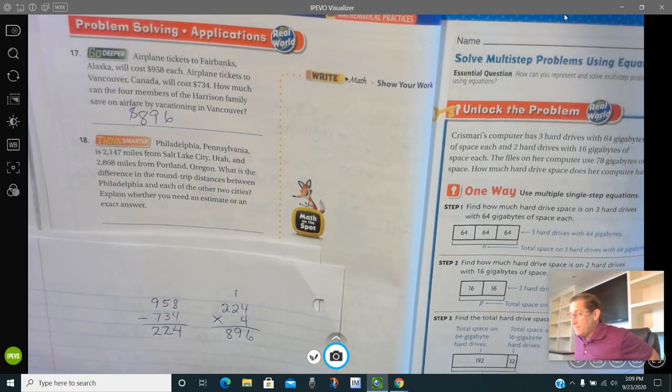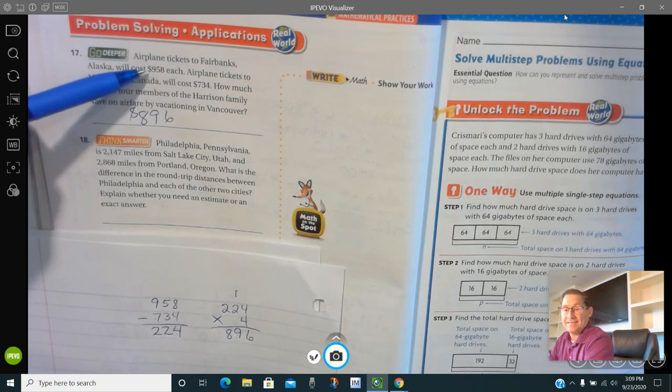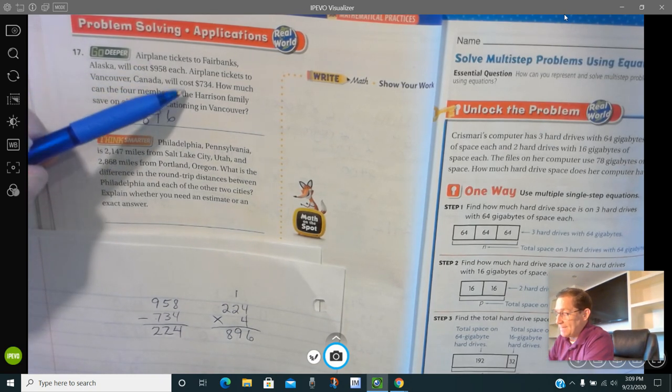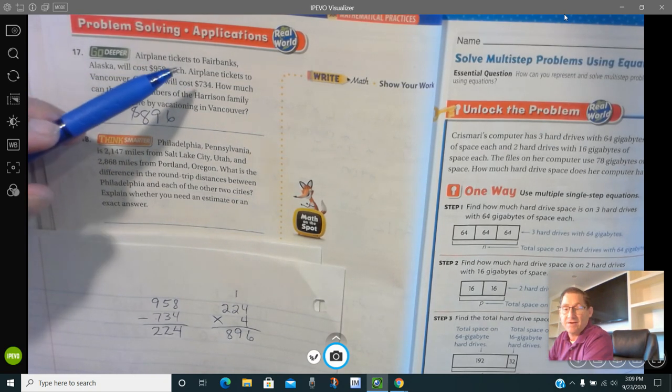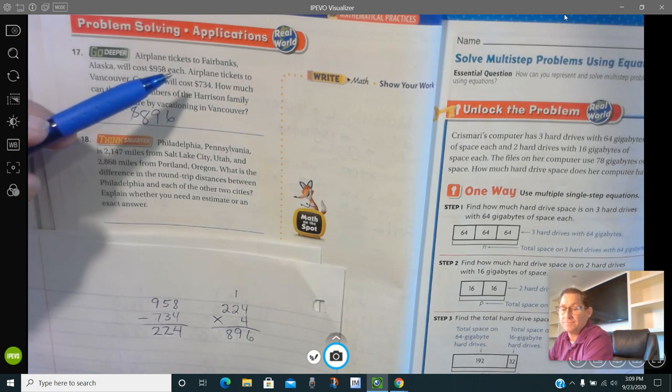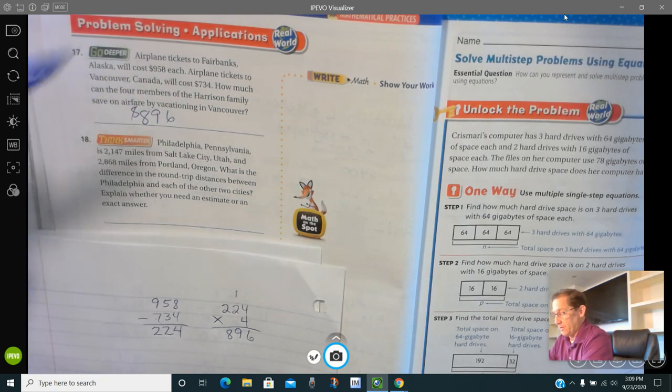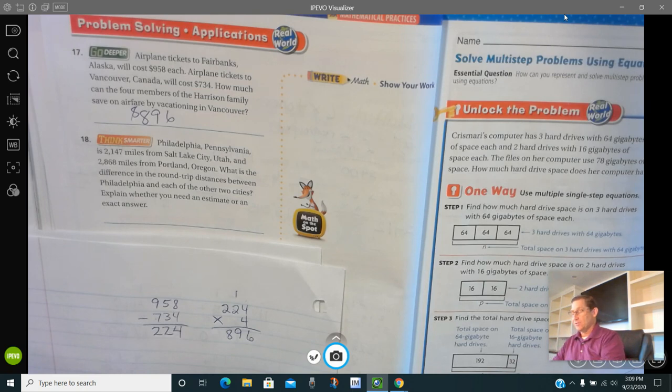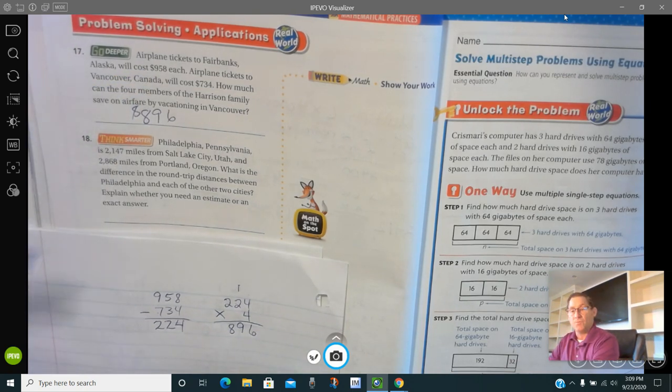You could have solved it by multiplying 958 times 4 and then subtracting 4 times 734. But regardless, you were going to have to subtract anyway. So I might as well subtract when the numbers are a little smaller.